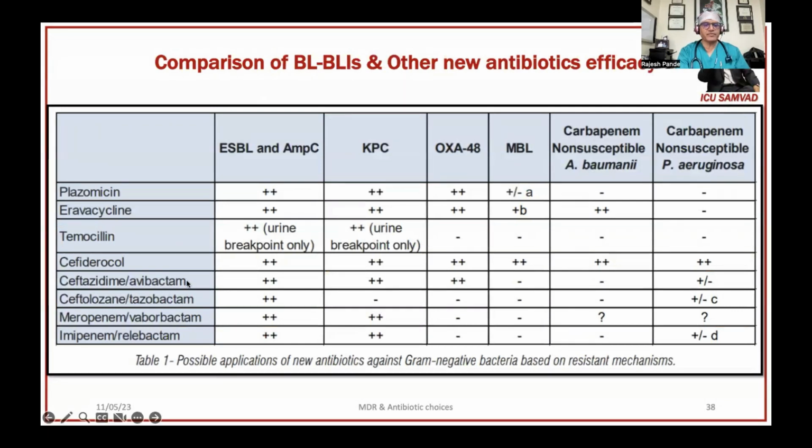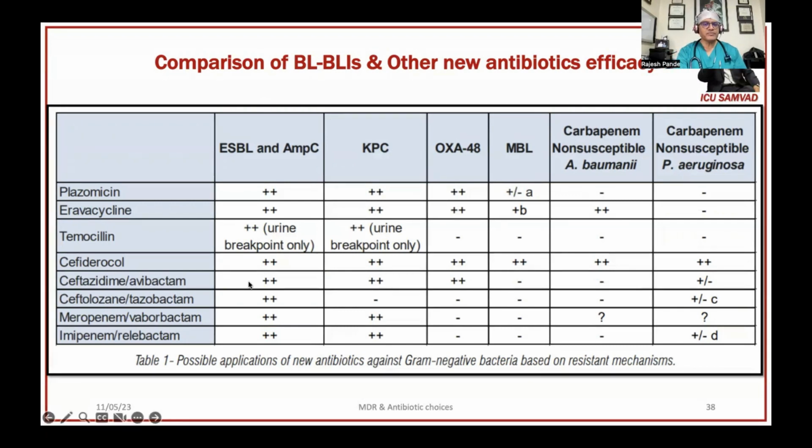Ceftazidime Avibactam. ESBL and AmpC producer, good action. KPC is good action. OXA48 good action. MBL no action. And carbapenem susceptible Acinetobacter baumannii no action. And plus minus for carbapenem non-susceptible Pseudomonas aeruginosa.